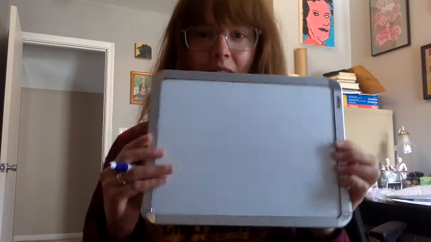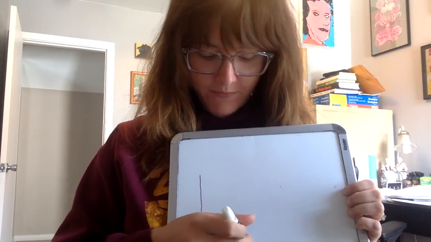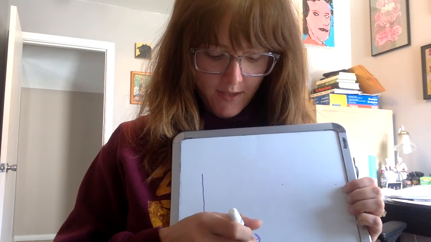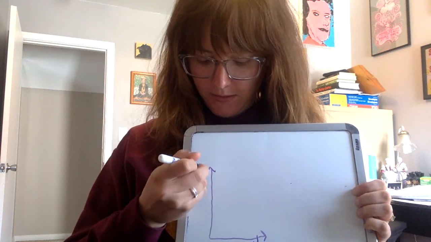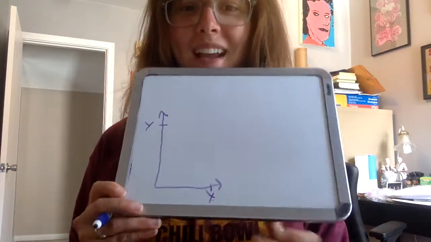Let's do an example! Okay. So remember, this is our x-axis, and this is our y-axis. Oops, that y is bad.